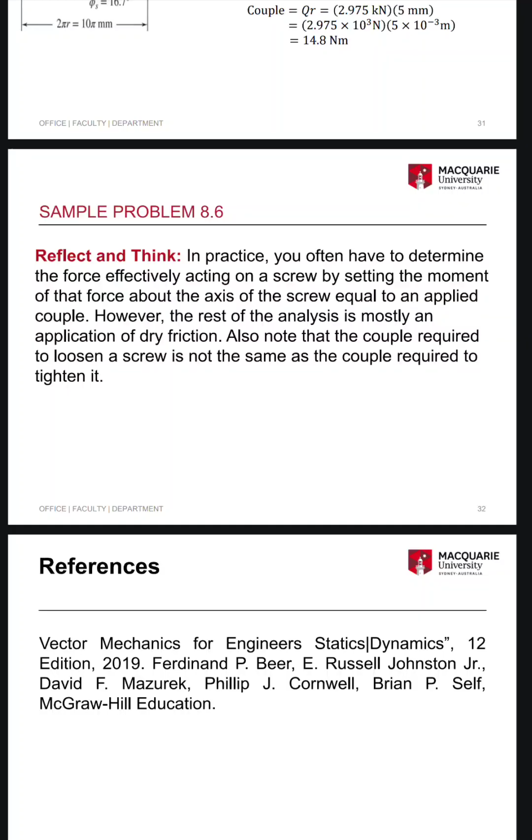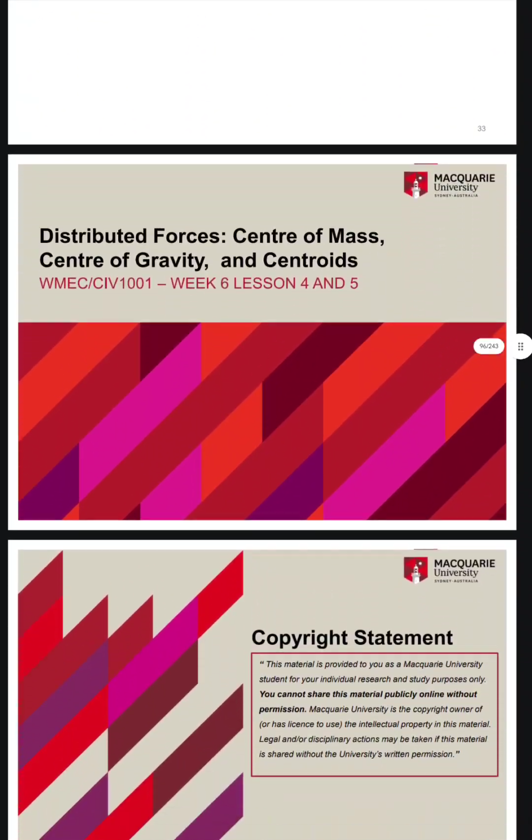In practice, you often have to determine the force effectively acting on a screw by setting the moment of that force about the axis of screw equal to an applied couple. However, the rest of the analysis is mostly an application of dry friction. Also note that the couple required to loosen a screw is not the same as couple required to tighten it.